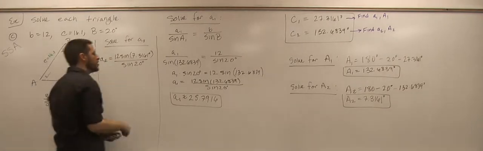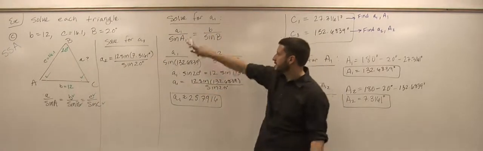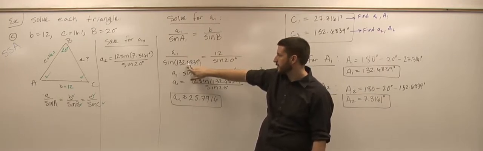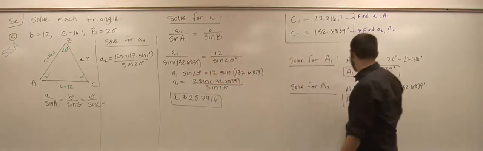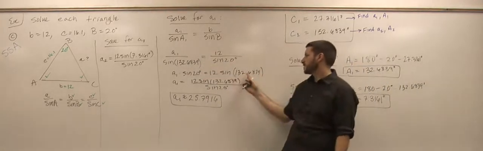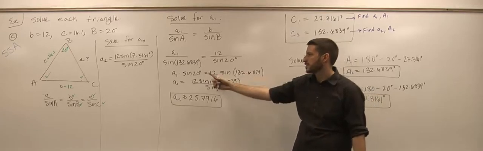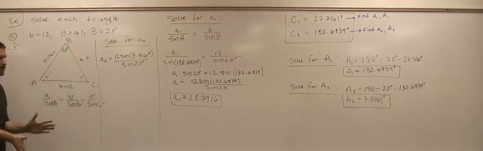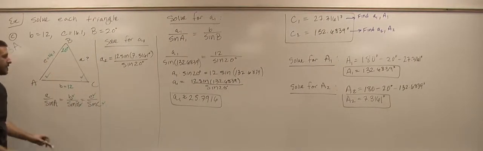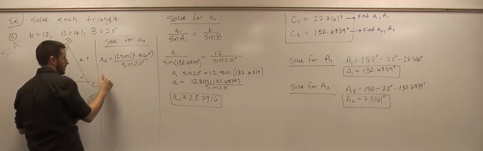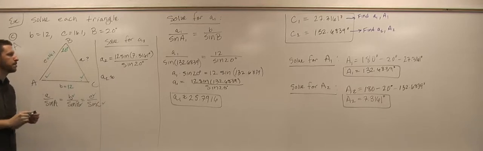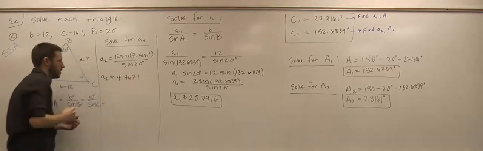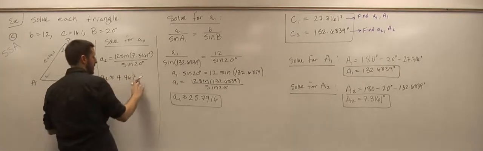Right, the only thing that changes for a2, you set up the same exact thing, except instead of using the angle A1, use the angle big A2. So instead of 132, you'll use 7 degrees, which means this will be 7 degrees. But you can set it up and do it. I have faith that you will get this. 4.4671.